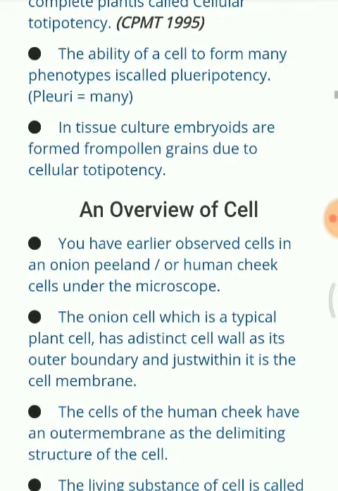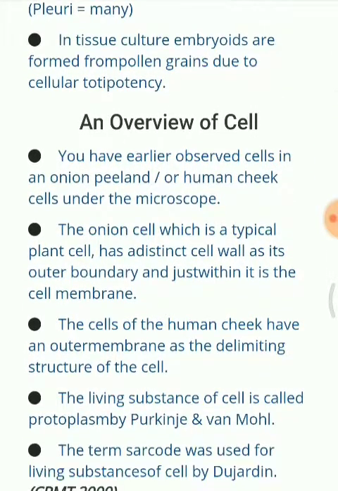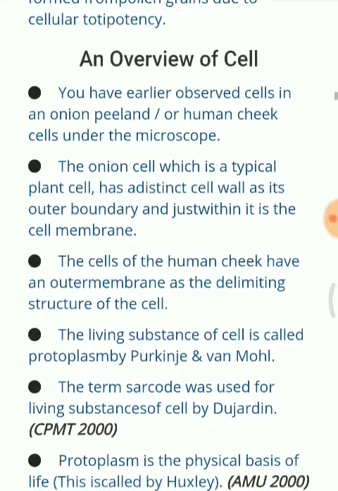An overview of the cell. We have earlier observed onion peel and human cheek cells under the microscope. The onion cell, which is a typical plant cell, has a distinct cell wall as its outer boundary, and just within it is a cell membrane. The cells of the human cheek have an outer membrane as the delimiting structure of the cell.